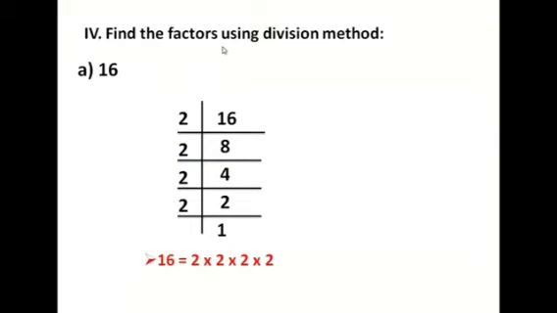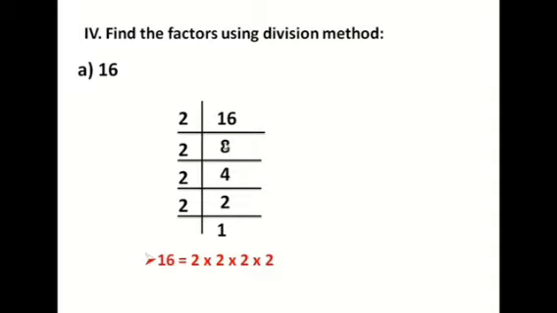Fourth main, find the factors using division method. Question number A. The number given here is 16. So what do you have to do? You have to write 16 and then you have to find the least prime number which can divide 16 exactly. So it is 2. So if you divide 16 by 2, you will get the quotient 8. So you have to write down. You have to draw the lines with your scale and pencil.